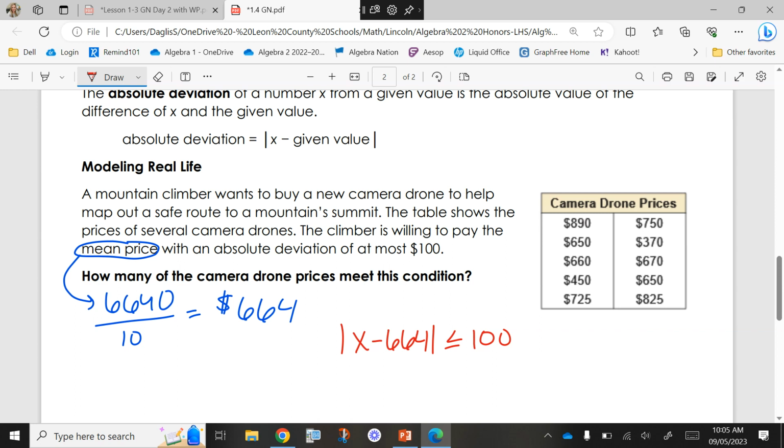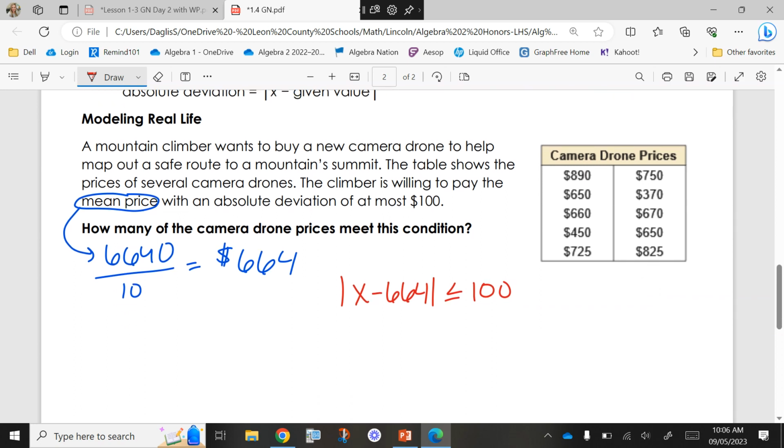Algebra 2 honors standards wants you to be able to write the absolute deviation equation. So x is the price you're willing to pay. The difference between what you're paying and the average price could not be more than $100. So to set this up, I can set it up like this. We can go 100 below, and we can go 100 above.